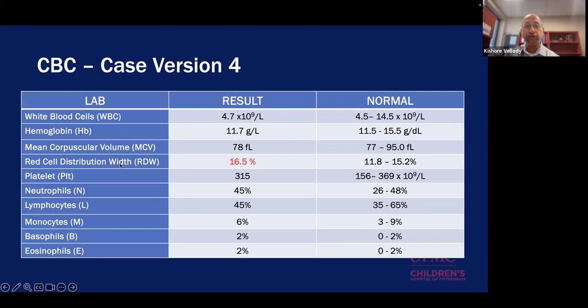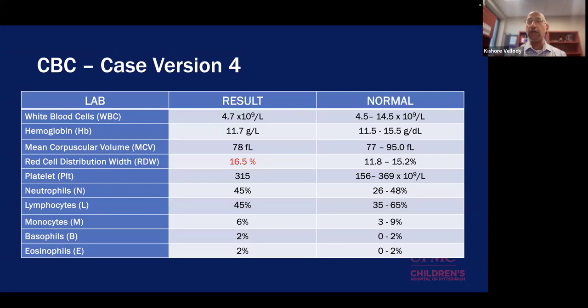And then red cell distribution width, just as a matter of the way that the computer decides how many red blood cells, the things that carry our oxygen, how many are big, how many are small. If there's a lot of big and small together, that would give you a bigger wide distribution width. So some are small, some are big, and that's what we see in iron deficiency.